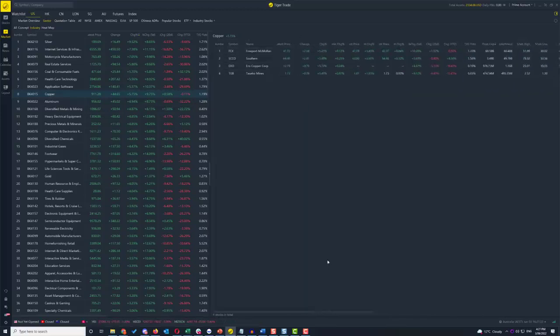So that's something you can do in the Tiger Brokers platform, and it's super helpful for understanding not only the sectors, but the subsectors that are doing well on the day. And then you can potentially trade that flow and trade that movement throughout the session. If you're ever wondering what's going well, this is a good way of checking it out.